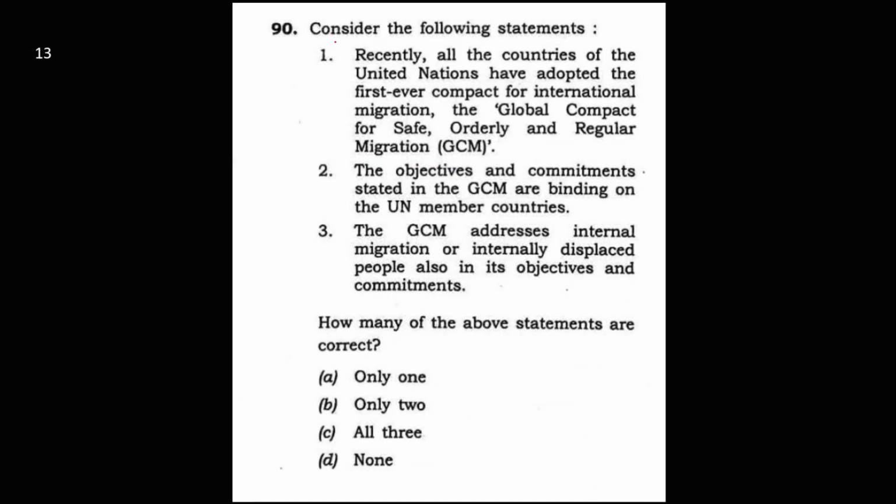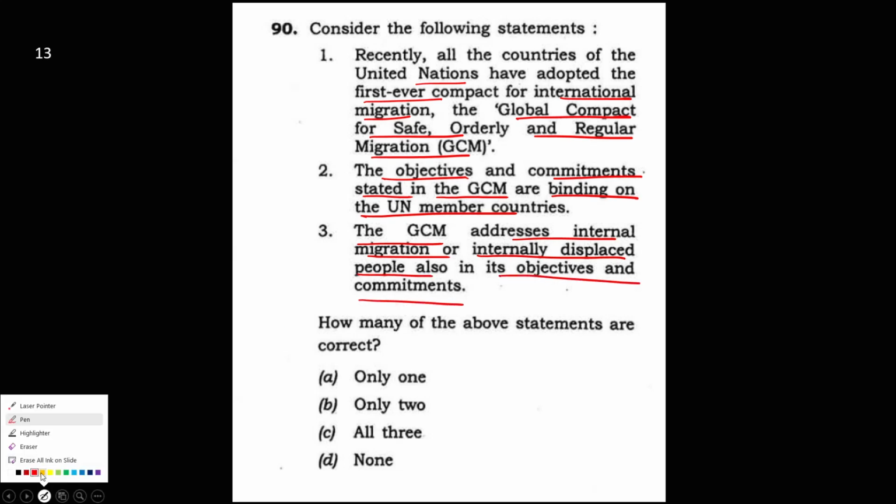You can see here: recently all countries of the United Nations have adopted the first ever compact on international migration, the Global Compact for Safe, Orderly and Regular Migration. Statement 1: the objectives and commitments stated in the GCM are binding on UN members. Statement 2: the GCM addresses internally displaced people also in its objectives and commitments. Listen to this very carefully. I'm going to share 2-3 elimination techniques.